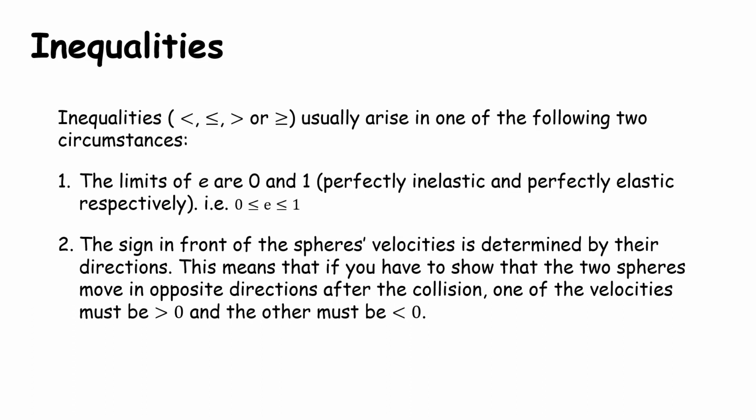So with collisions, it's quite straightforward. We have two places where inequalities can come from. The first comes from the limits of E, so the fact that E must be between 0 and 1. The second one comes from the idea that the spheres might have to have different signs. So for example, if there was going to be a collision again, we'd need to understand about one sphere has more speed than the other, or it might be a case that they're heading in opposite directions, so one is positive, one is negative. So you may have to work that way.